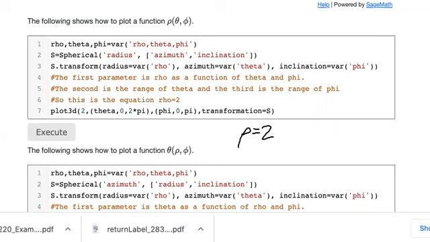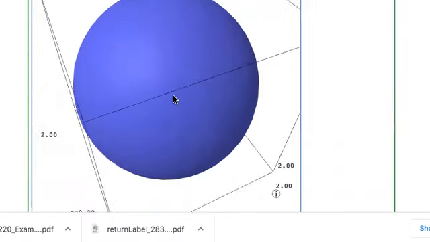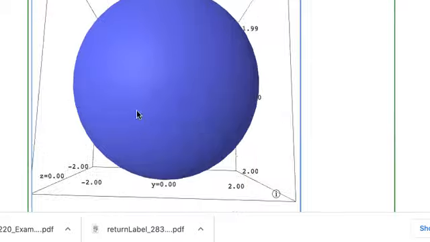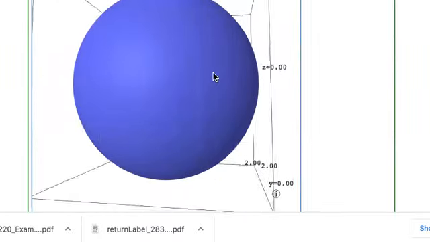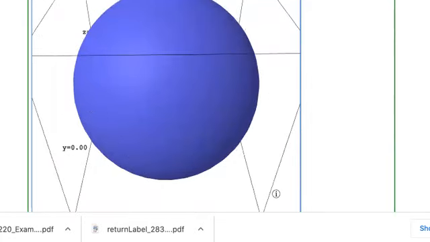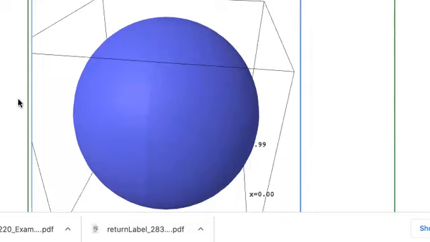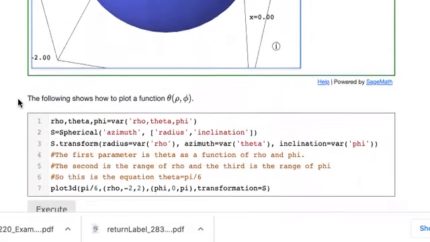Okay, all right. Let's see this. We get a sphere. Distance from the origin is always 2. Look, we get a ball. We get a round ball here. That gives us a sphere. It's kind of fun. All right. Now let's take a look at the next one.